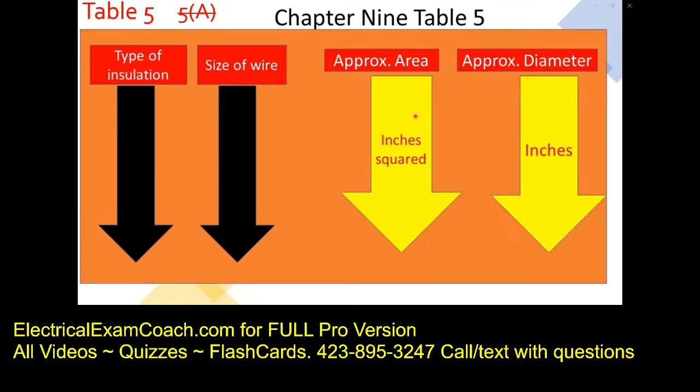If that's the case, you would head here and it'll tell you the answer. But we're dealing with area when we're dealing with pipe fill. So we start on the left-hand side, find our type of insulation, find our wire size, and then find our approximate area in inches squared. Now, let's do some practice questions.